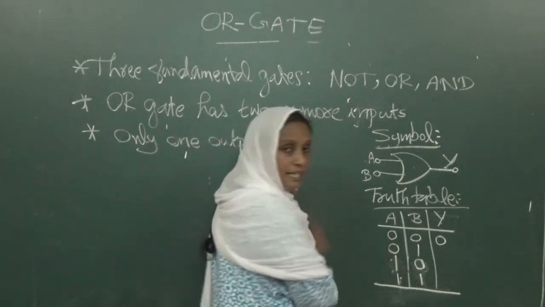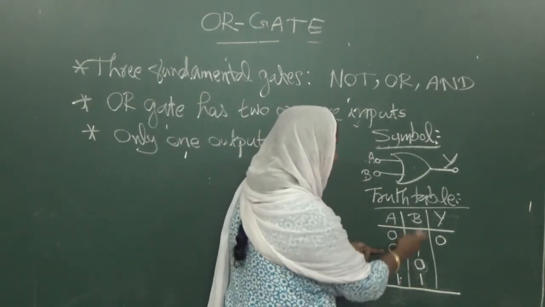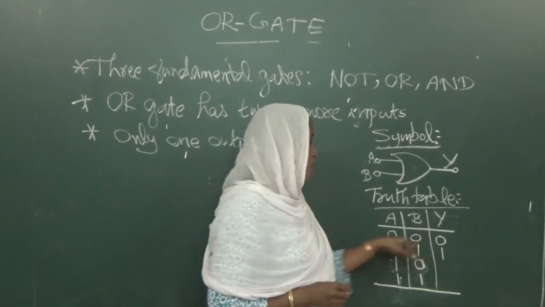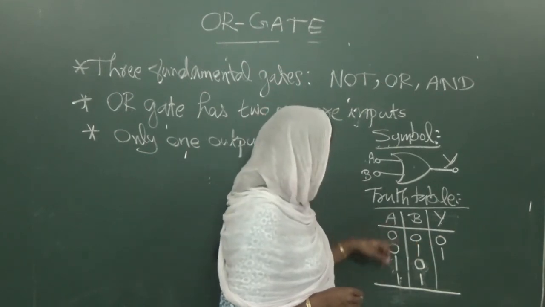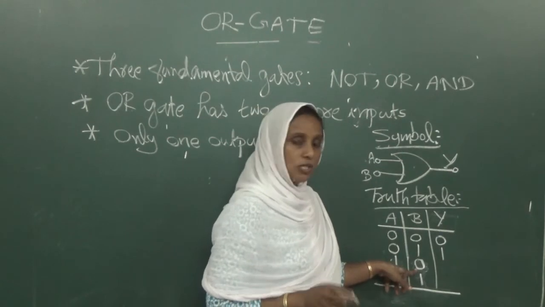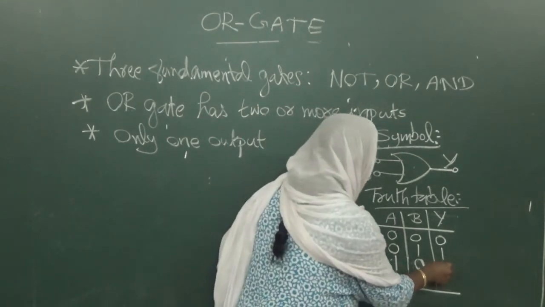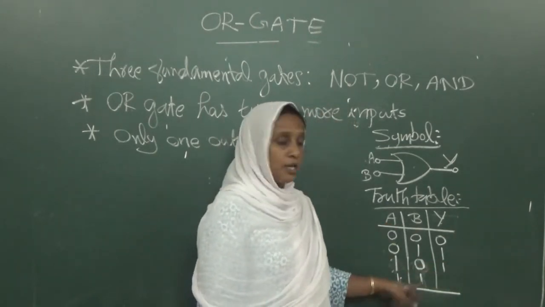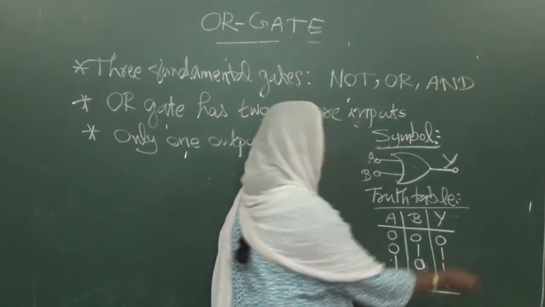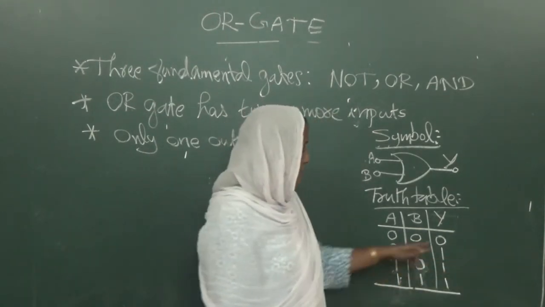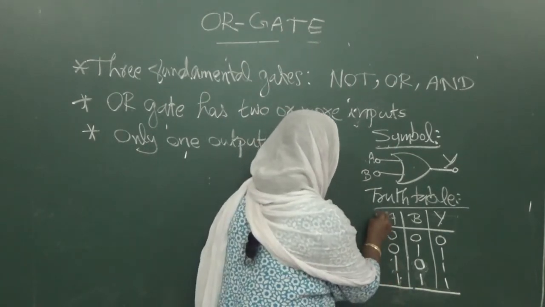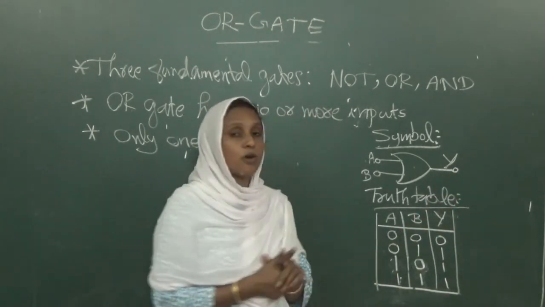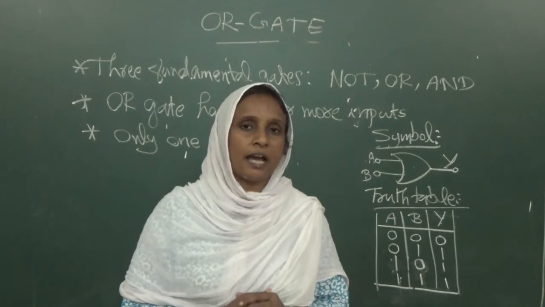In the second case, first input A is low and second input B is high. So you get high here because one of the inputs is high. In the third case also, A is high and B is low. Here also one of the inputs is high, so you get high. The last case, all the inputs are high, then also you get high output. Okay. This is the truth table of OR gate with 2 inputs A and B.